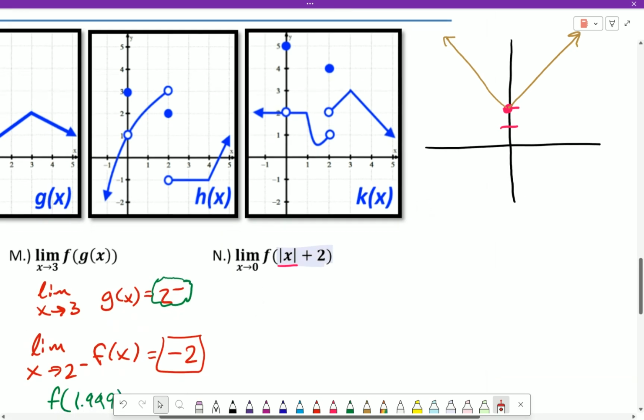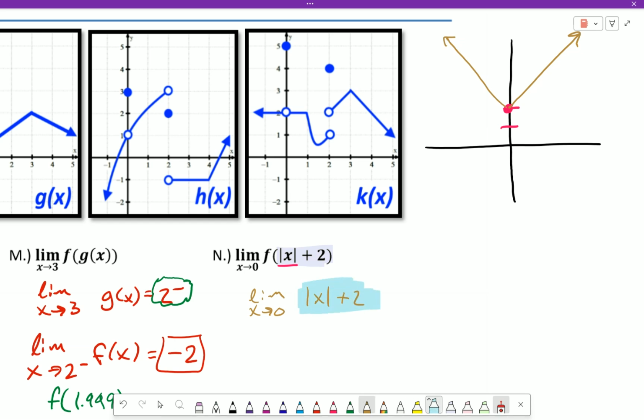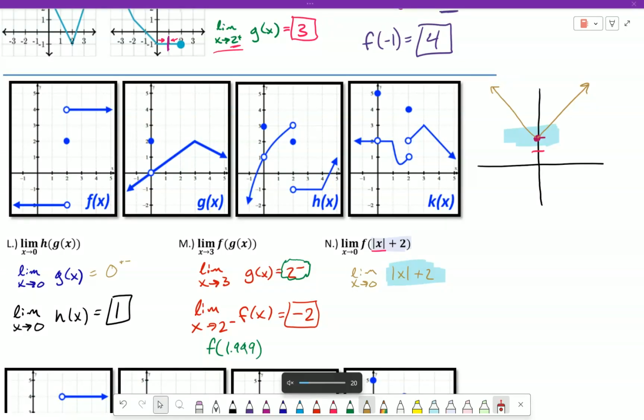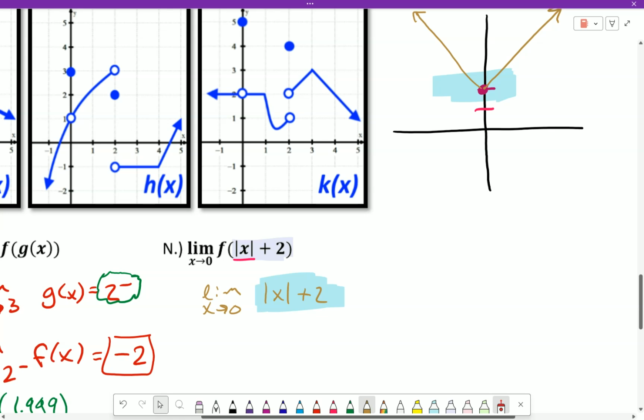You're starting off with that inside function. You're doing the limit as x approaches 0 of the absolute value of x plus 2. In other words, this just means you're finding the limit of this graph at 0, and then you take that answer and plug it in. Let's go. We're starting off with the limit as x approaches 0 of absolute value x plus 2. So here's my graph. I'm approaching 0 from the left and the right-hand side, and I don't care what happens at it. What number does it look like I'm getting?